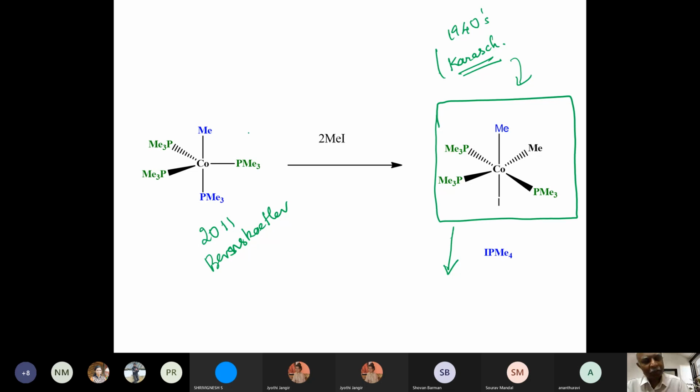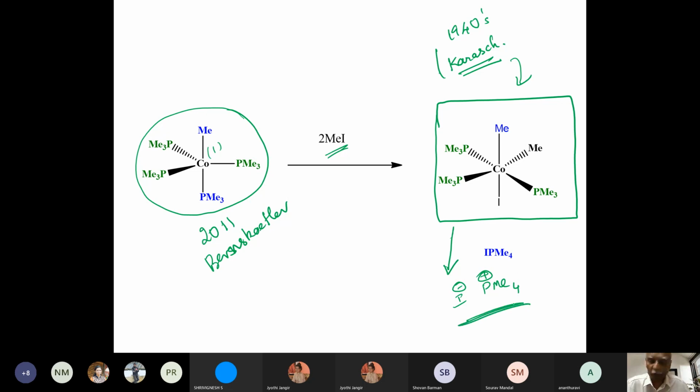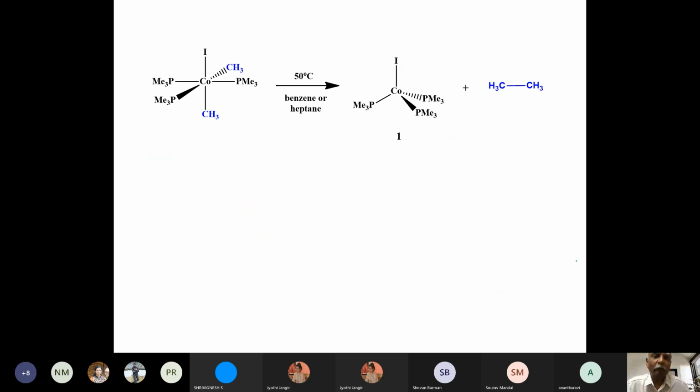To make this complex, one needs to take this species, which is a cobalt-1 species, and add methyl iodide. Notice that there are two equivalents of methyl iodide that are added, and one of the methyl iodides, in fact, goes to making PMe4+ I-. That's why you need two equivalents. One equivalent of PMe3 is in fact used up in the formation of PMe4I. That's a small matter, but this is an oxidative addition reaction, pretty much like the ones we have just studied.